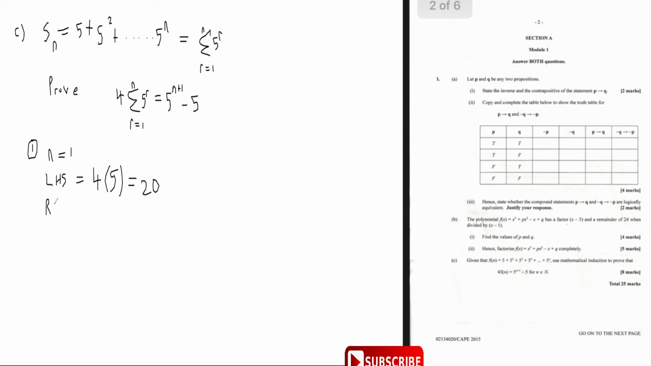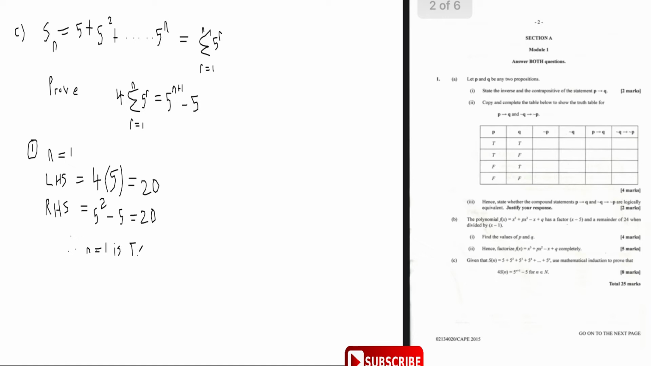Then the right-hand side, put in 1, it's going to be 5 squared minus 5. 5 squared minus 5 is still 20. And so n equal 1 is true. So therefore, n equal 1 is correct.